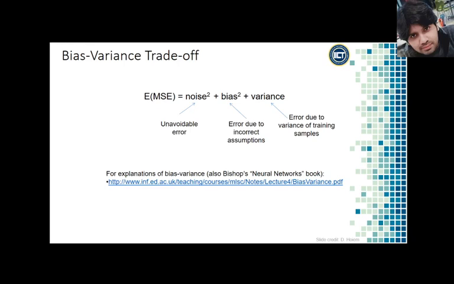On the other hand, the neural network could perfectly interpolate the training data, that is, it predicts y equals t for every data point. This will make the bias term vanish entirely, since the E of y is equal to f.